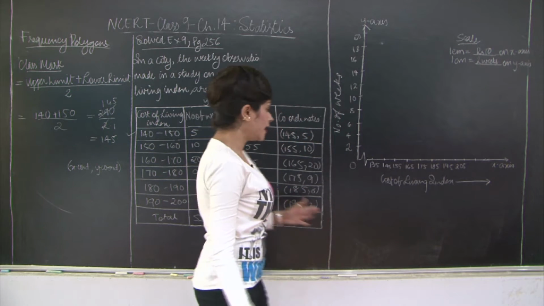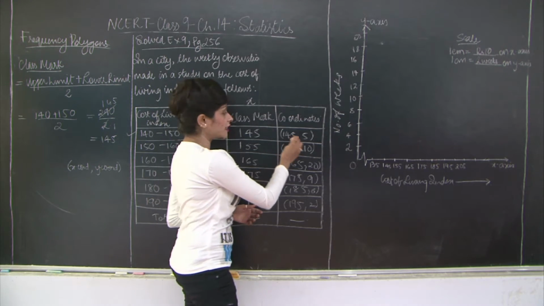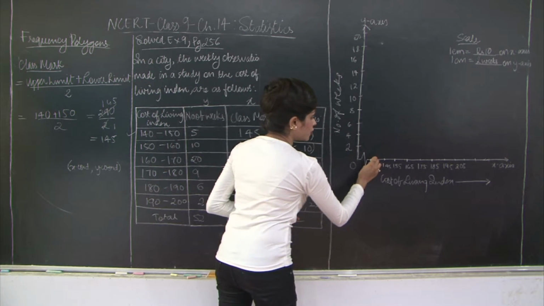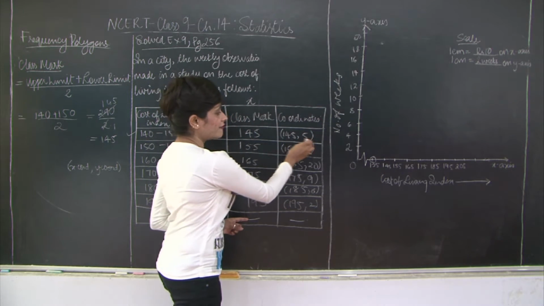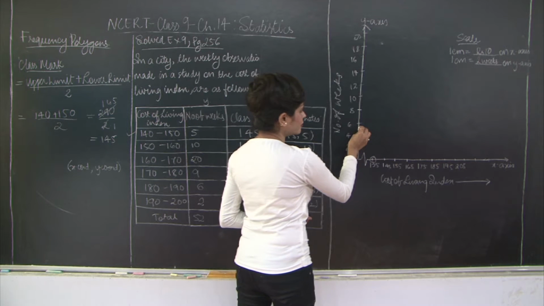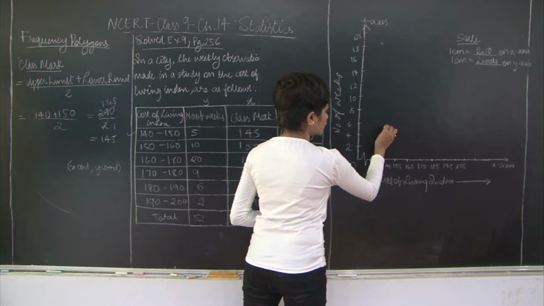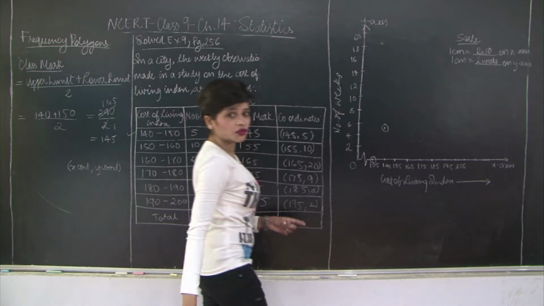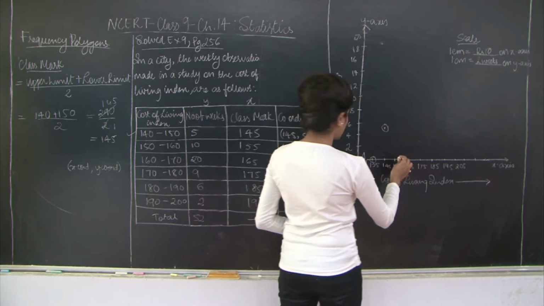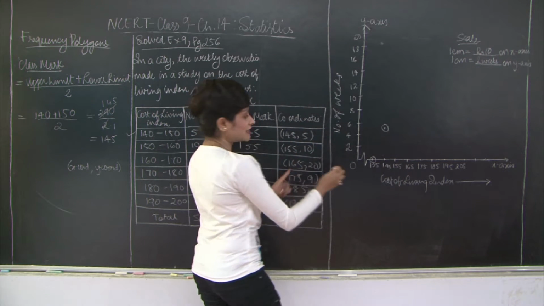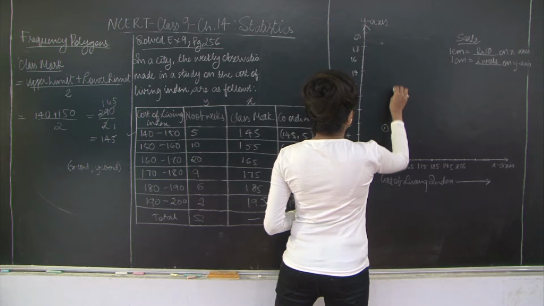Now let's go ahead and plot our frequency polygon. So now we have the coordinates. So I'm going to take the first one as 135, 0, the frequency is 0. Then I have 145 and 5. So 5 will be somewhere over here, and 145, 5 will be over here, right? Then let's check, okay, 155 and 10. So 155 and 10.